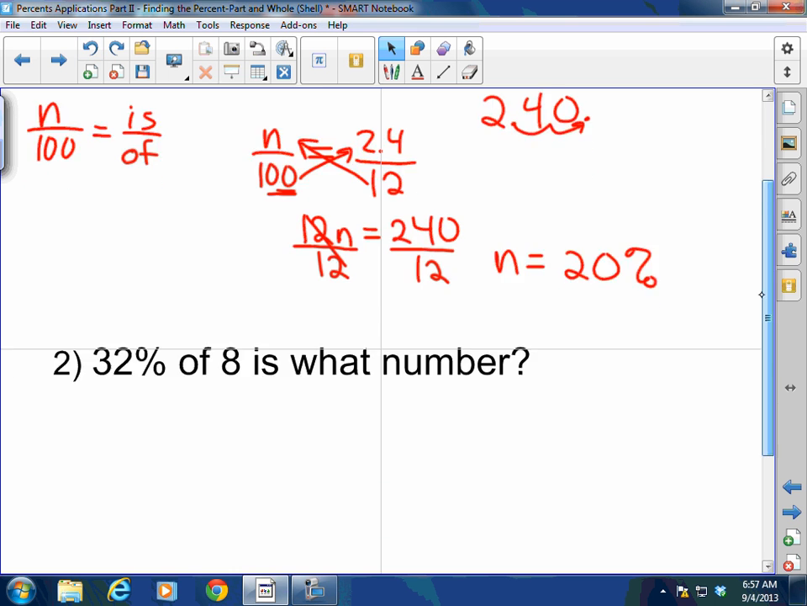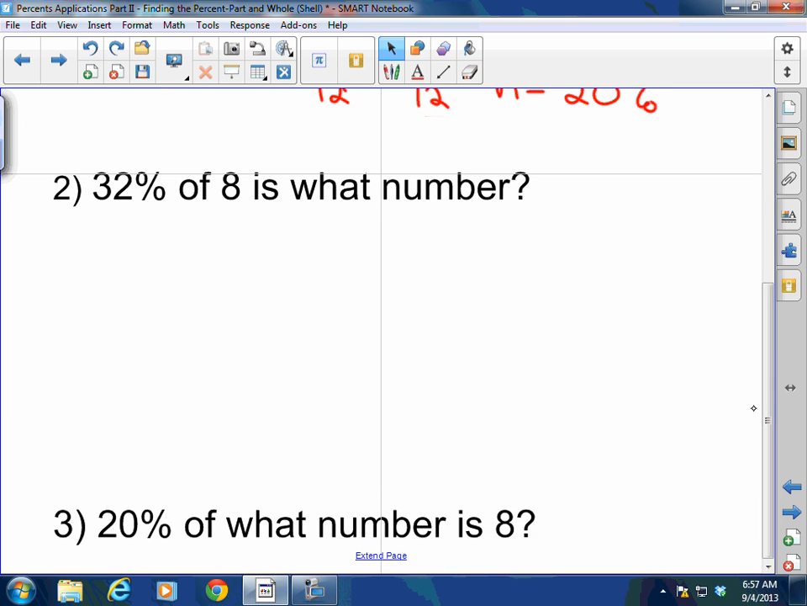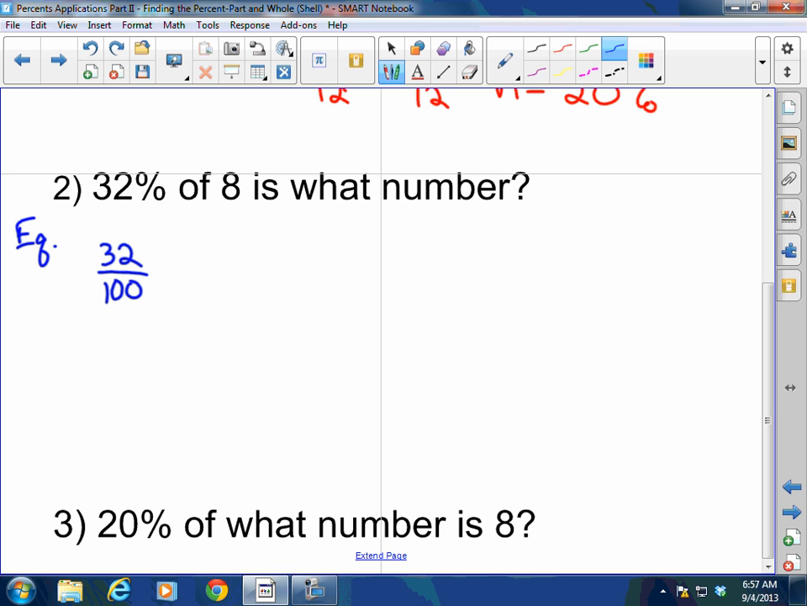All right, next. 32% of 8 is what number? All right, let's do the equation method first. 32%, 32 over 100 of times 8 means equals what number? That's my variable. That's my x. Okay, don't stress out. 32 over 100 times 8 over 1 will equal 32 times 8. Okay, let's go ahead and do the math. 256. So that's 256 over 100 equals x.